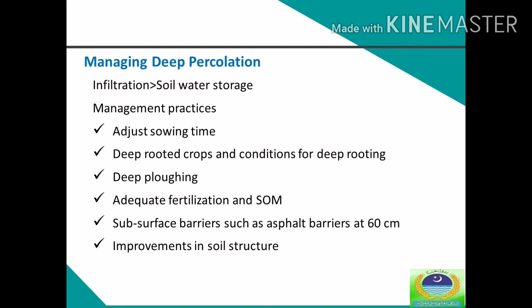Some other practices to control deep percolation include bringing materials to the surface that retain more water by deeply plowing the soil, installing subsurface barriers such as asphalt barriers at 60 centimeter depth, and adding organic matter to increase the water holding capacity of soil. Regarding deep plowing, it is a costly operation and must be carefully considered before implementing.